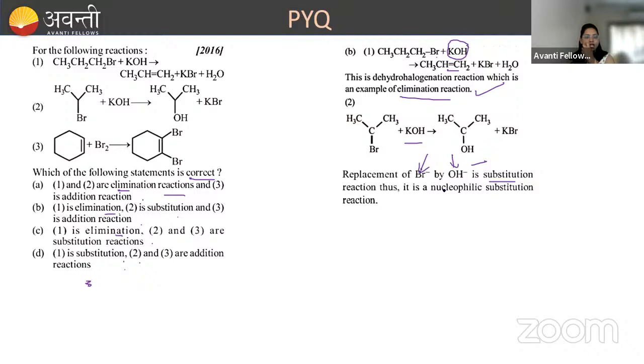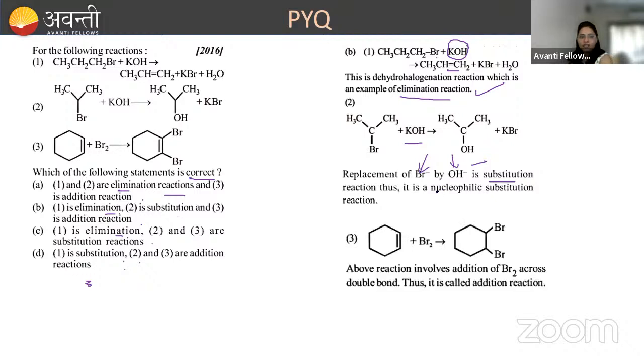So second substitution hai, first one, very good. Next reaction, that is third reaction. You can see above reaction involves what? Addition of Br2 molecule. Across this double bond there is the addition of 2 bromine atoms.